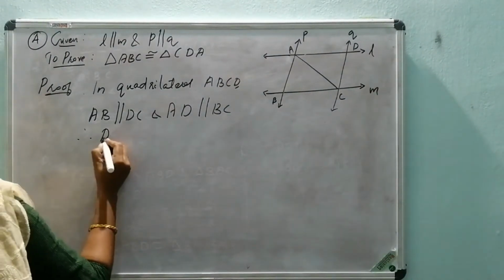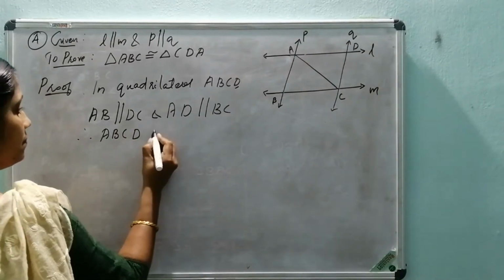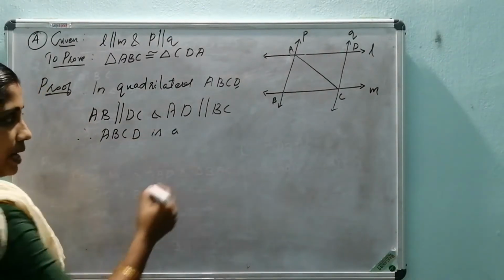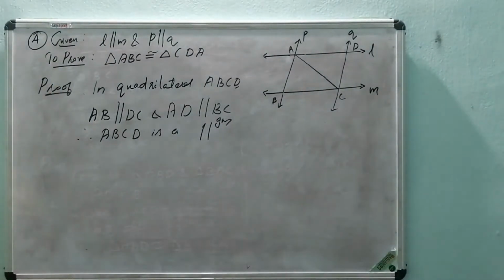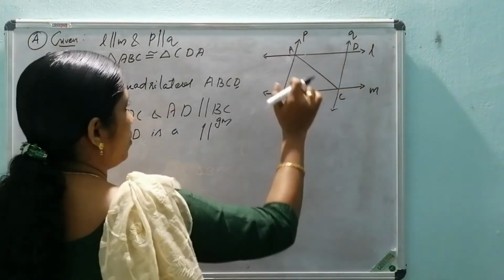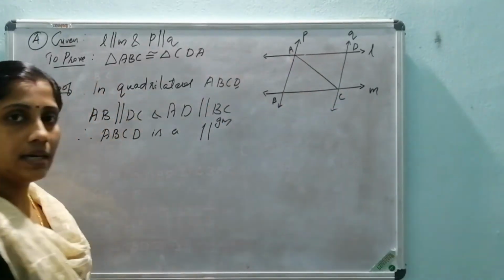Therefore, ABCD is a parallelogram. Parallelogram, short form, we can write like this. ABCD is a parallelogram. Okay, thus we got that this quadrilateral is a parallelogram. We have to prove that these two triangles are congruent.